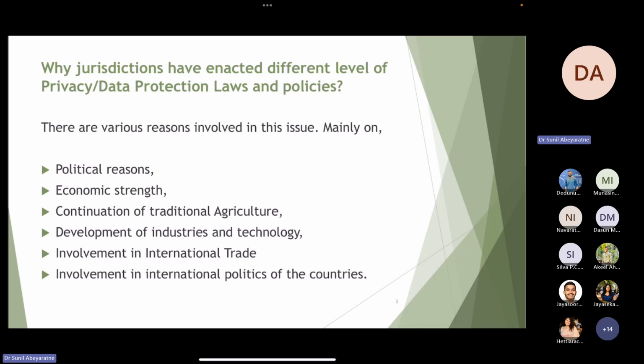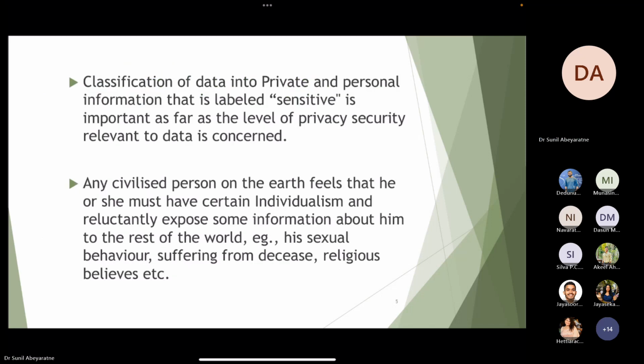Now, I hope that you got the answer. Anyway, we can identify at least basic and minimum privacy protection that is relevant to any civilized society. This is what we are going to discuss. And the classification of data into private and personal information that is labeled sensitive, that means very private, is important as far as the level of privacy security relevant to data is concerned.